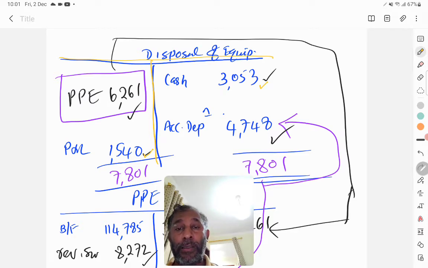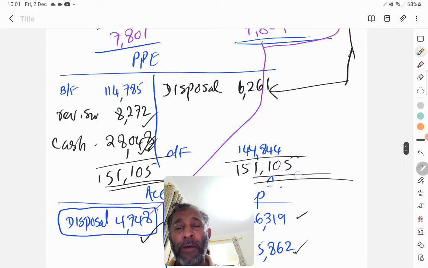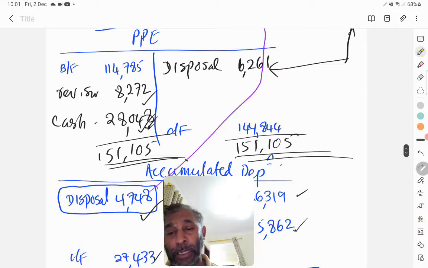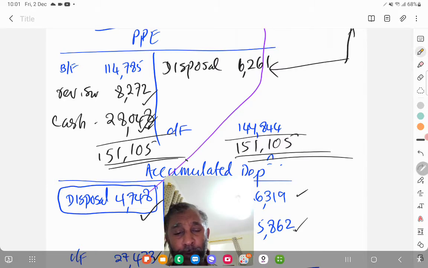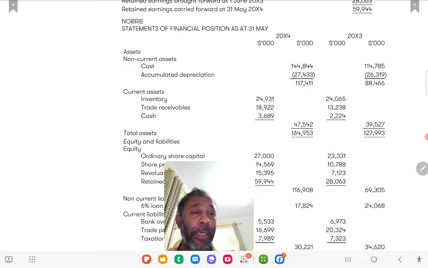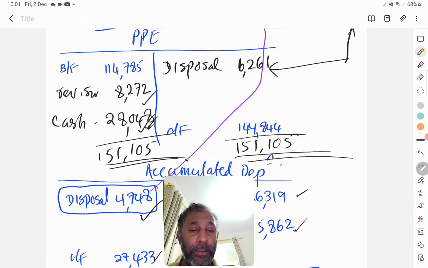Now we have to see this information is not available. This was not given, and this also was not given. So this is now an incomplete account. In order to complete that, we have to complete the PPE and the accumulated depreciation account, the property, plant and equipment account. If you see the question, they have given you opening and closing balances. So opening balance for the cost of non-current assets is 114785 and the closing balance is 144,844. So I have taken in these two numbers.